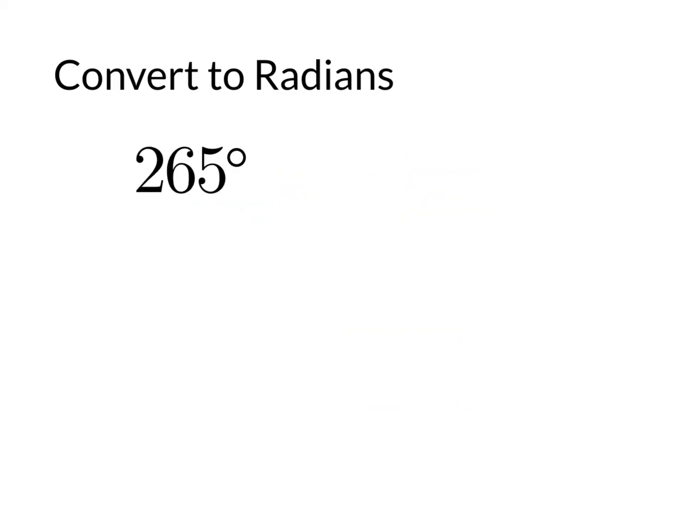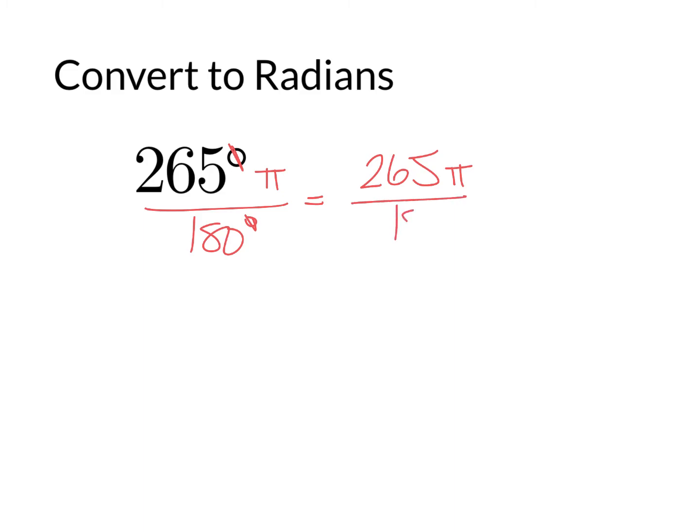Let's try one more with 265 degrees. Remember, we multiply by pi over 180 degrees. We do that to get the degrees to cancel. So we're sitting at 265 pi over 180.